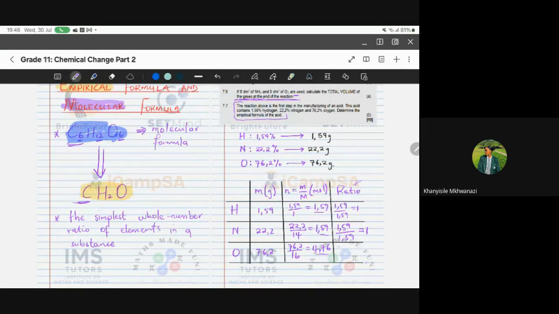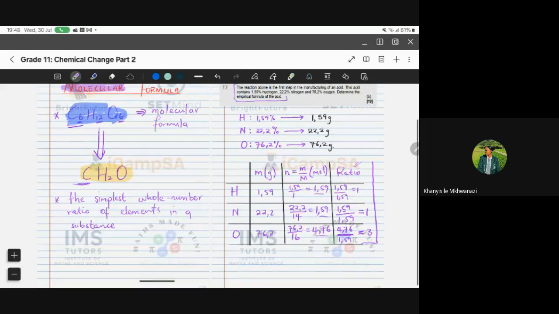Now 4.76, sorry, divided by 1.59 will give you 3. Why is it a 3? Because for the ratio, we don't take decimals. We only take whole numbers. So the answer I got here actually was 2.99, and this should be rounded off to a 3. You don't take decimals for the ratio. Never do that.